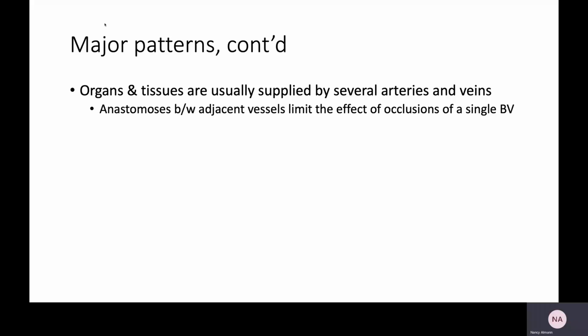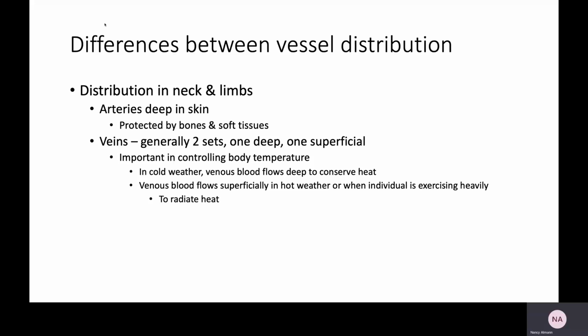Also, we know that anastomoses will exist in order to help prevent damage to tissues if there's an occlusion to a single blood vessel. Now, arteries versus veins. There's a whole list of differences between them anatomically. There will also be a difference between them in terms of vessel distribution. When you're talking about the extremities and the neck, arteries tend to be deep. They're going to be protected by soft tissues as well as the skeletal system. In terms of veins, there are generally two sets. One set will be relatively deep, one set will be relatively superficial.